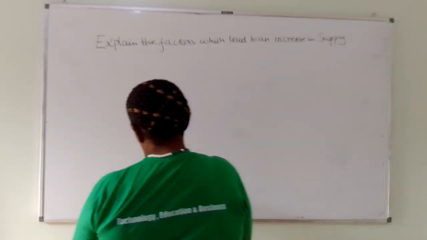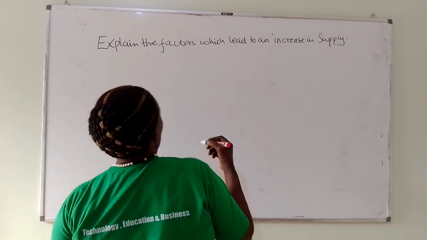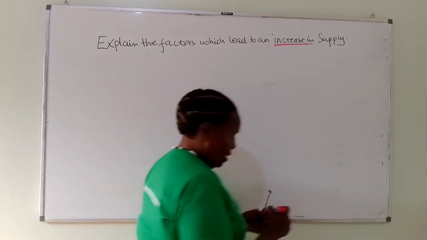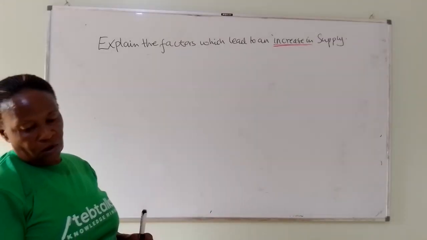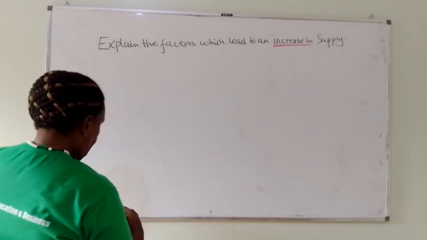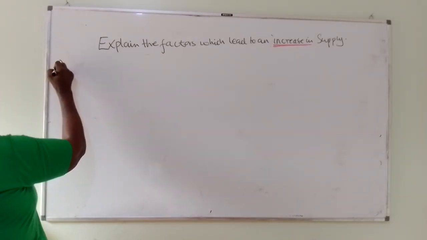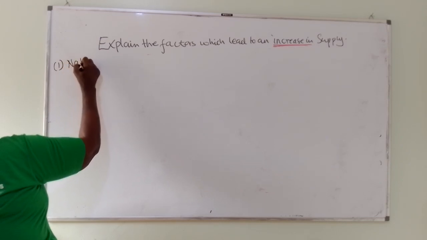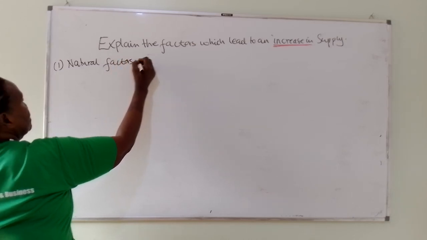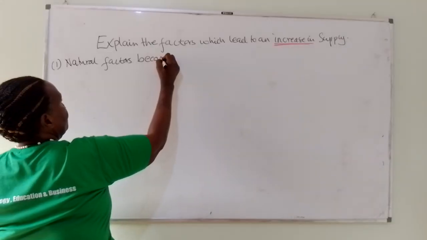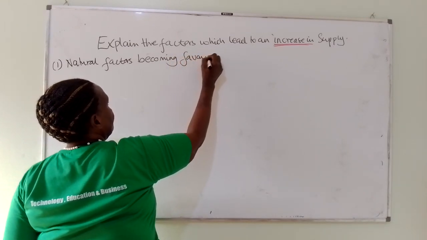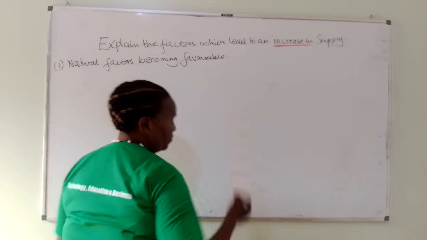So we are now looking at it from only one side. We are not looking at factors which lead to a change. No, we are specific. We want only those that are responsible for an increase in supply. And you can say that whenever natural factors become favorable, we get an increase in supply. Natural factors becoming favorable. And we explain how they become favorable.